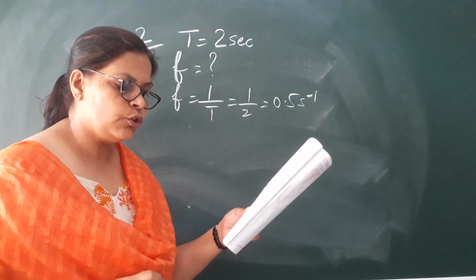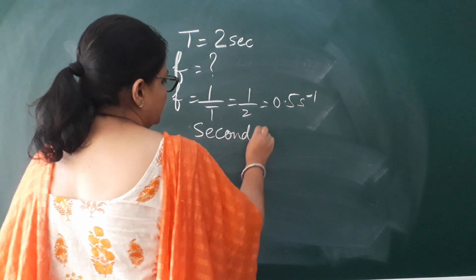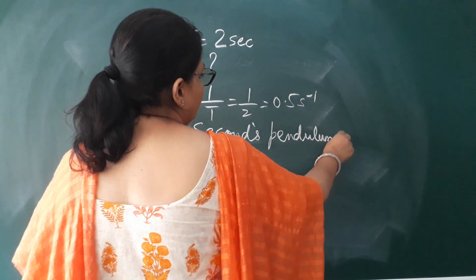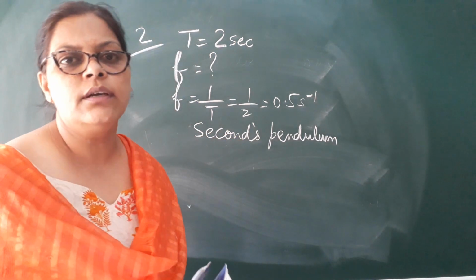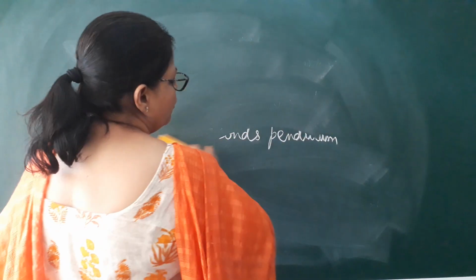And they have asked you what is the name given to this pendulum. The name given to this pendulum is seconds pendulum, because we know that a pendulum which takes 2 seconds to complete one oscillation is called the seconds pendulum. Now, after this, the third numerical.